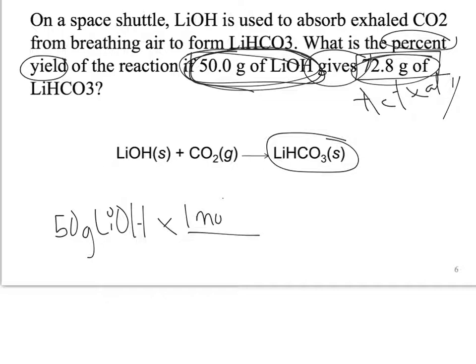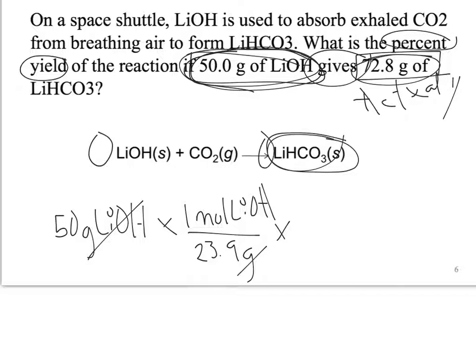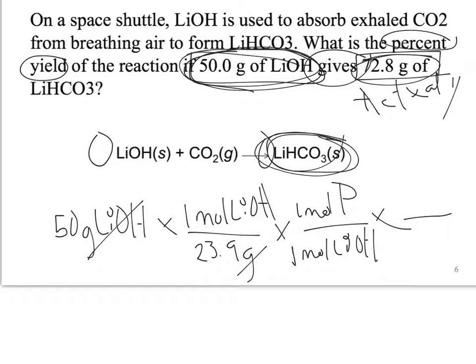1 mole of lithium hydroxide equals 23.9 grams. Then we go from lithium hydroxide to the product, and we see that the amount of moles is the same. 1 of these equals 1 of that. So 1 mole of product equals 1 mole of lithium hydroxide. And then we find the molar mass of this, and 1 mole of this compound equals 67.9 grams.